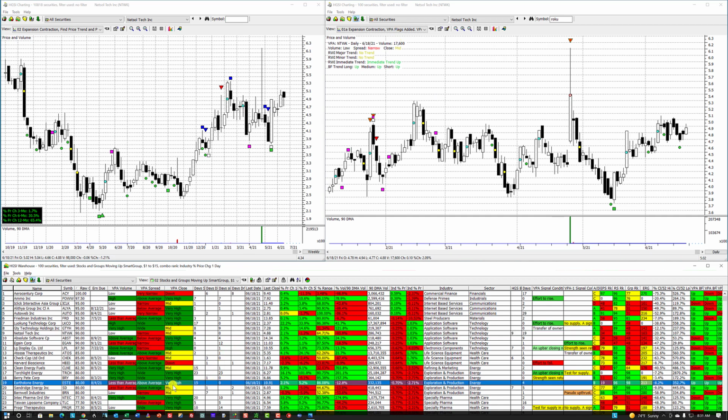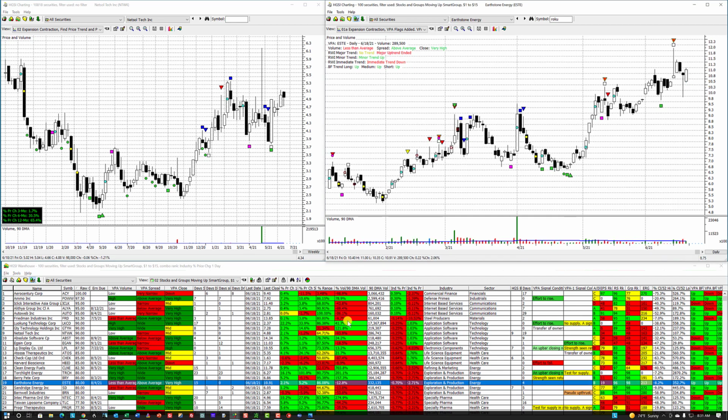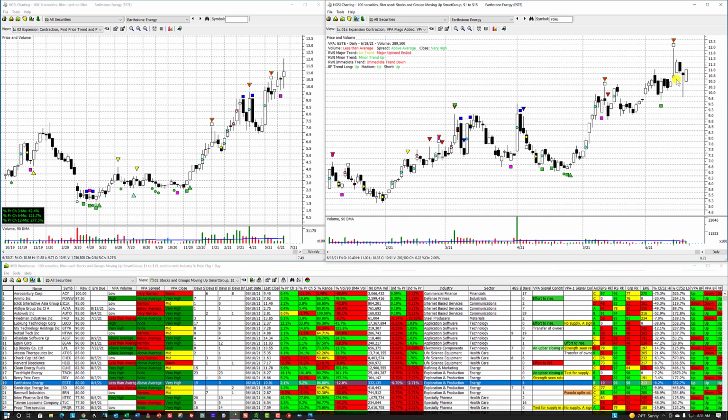Let's find another one. Now, when you see a stock like this, Earthstone Energy, notice the 3 crossed the 6 16 days ago, 0 being the crossover day, and the VPOC crossed again yesterday. So without even looking at the chart, I can see that this stock has been trending with 3 above the 6, but it pulled back, and this may be an opportunity to get into it.